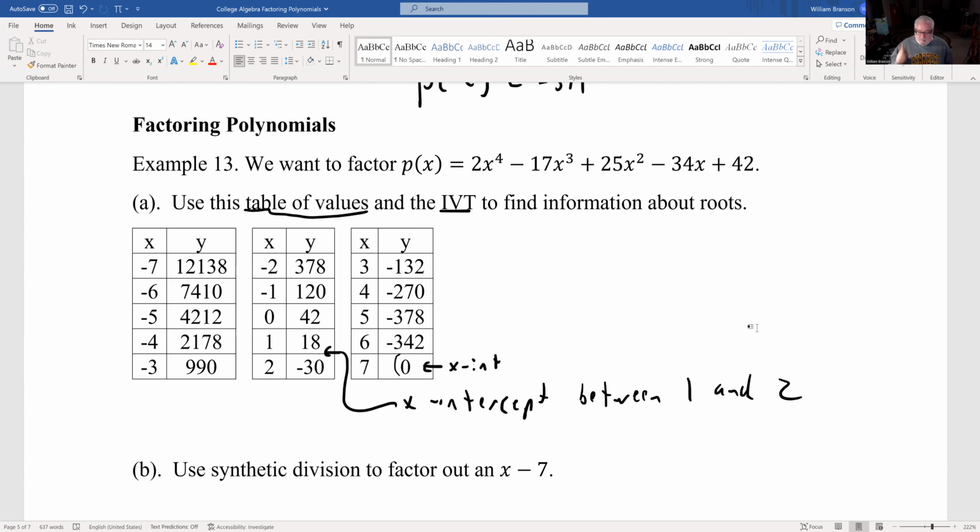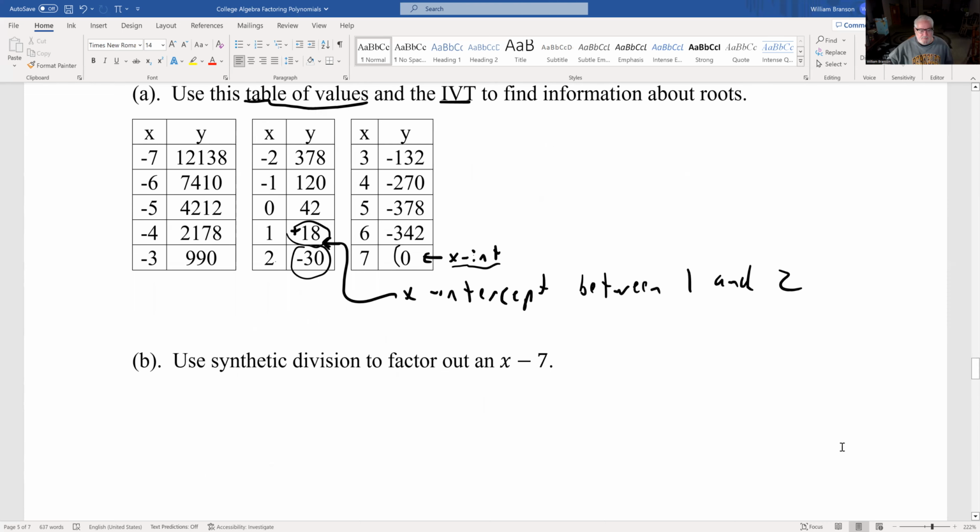Don't know what it is, but there's definitely an x-intercept between there because when x equals 1, the graph is above the x-axis. When x equals 2, the graph is below the x-axis. So we know one x-intercept, and we know where another one is. Maybe there are more x-intercepts. There could be up to 4, because it's a fifth degree polynomial. But from this table, all we're getting is that 7 is an x-intercept, and there's one between 1 and 2.